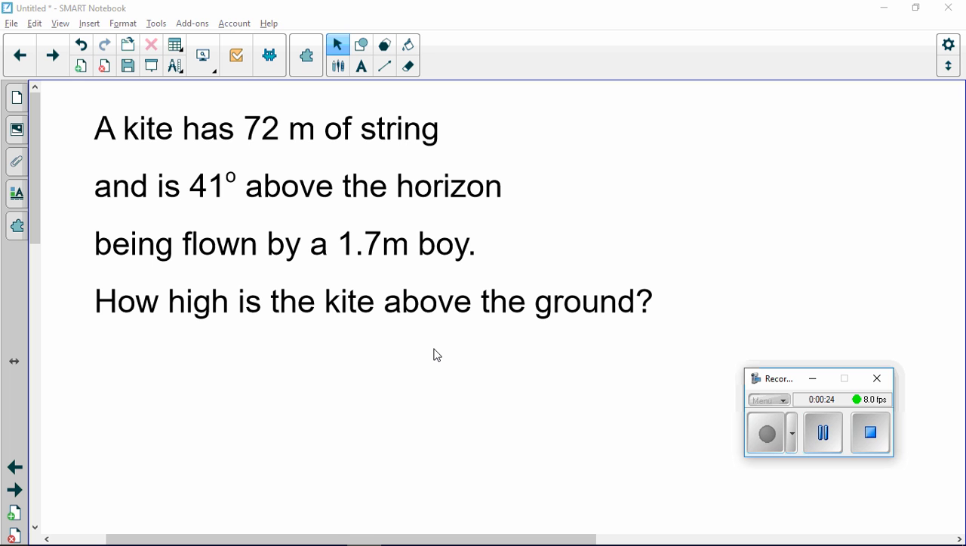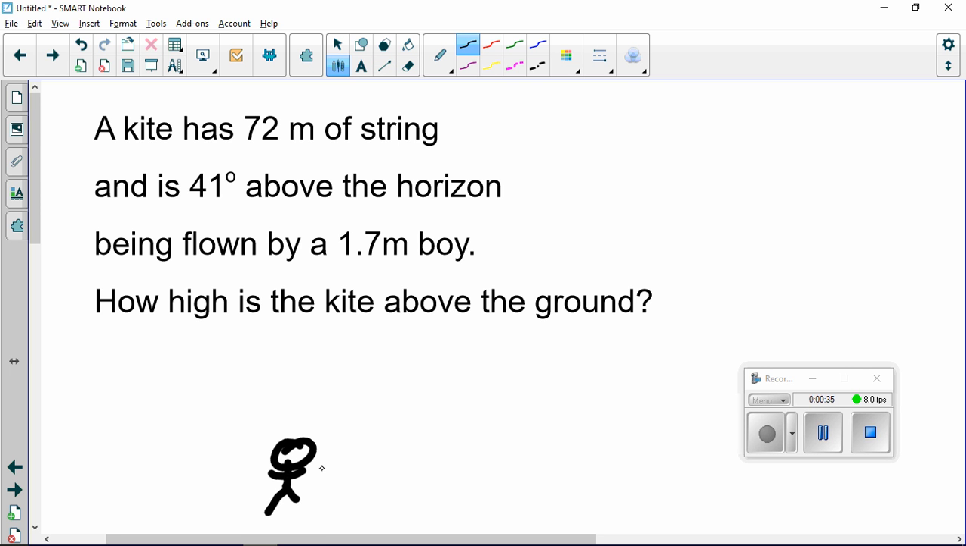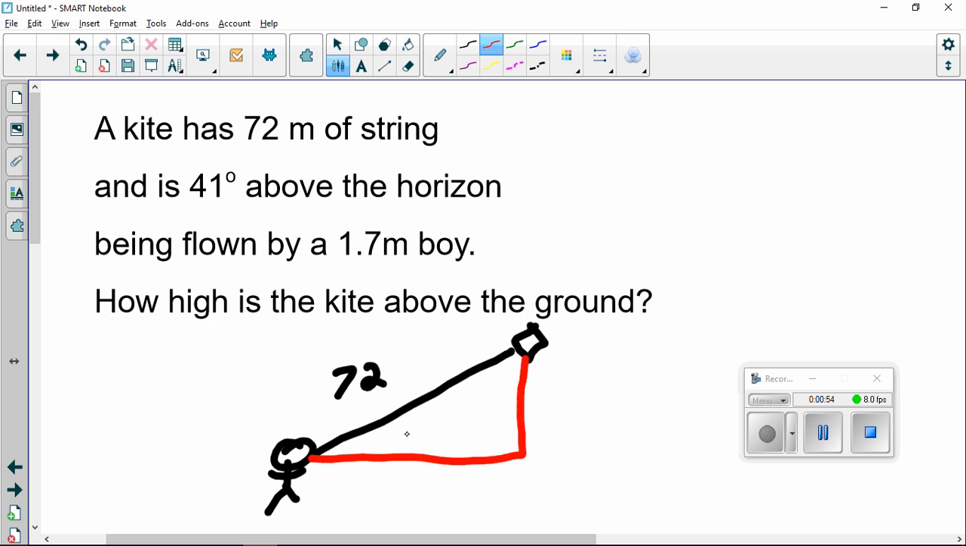To solve this problem, the first thing we need to do is draw a very clear picture of what this looks like. So if the boy is here, that kite is being flown by a string that has a length of 72 meters. Kite is up here. And if I draw a triangle underneath, the angle in here is the angle of elevation. That's the number of degrees that this line is above the horizon. That's 41.